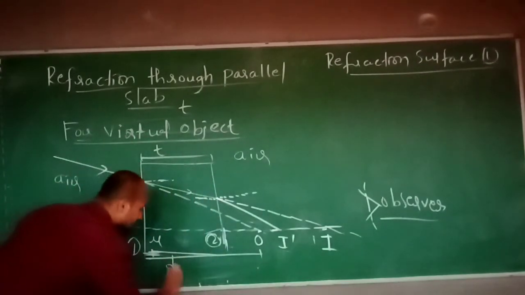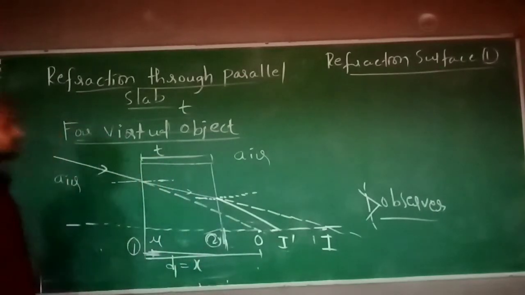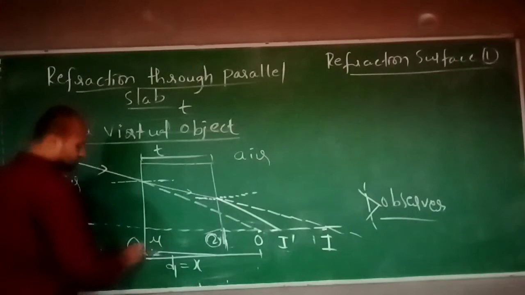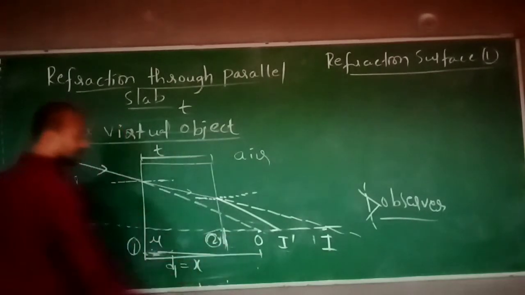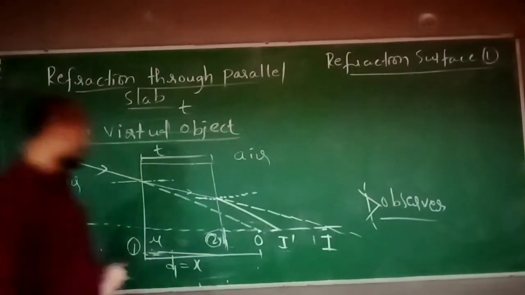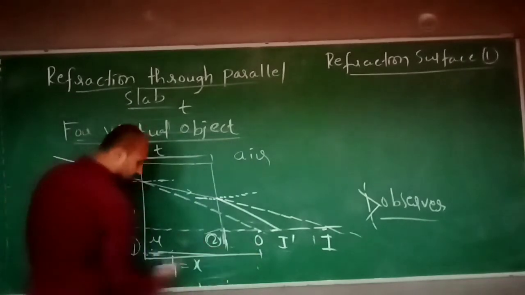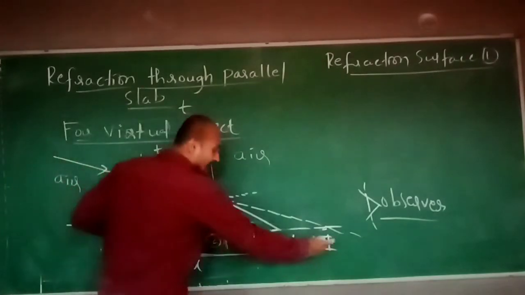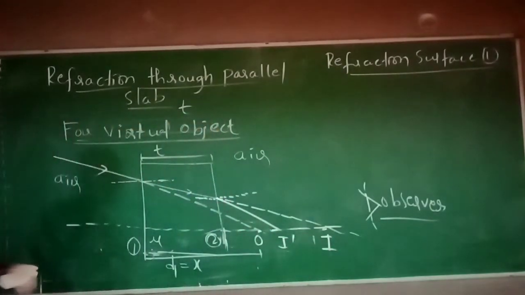Object distance d1 is equal to x. Got it now? d1 will be equal to x, the distance from the first surface to the object. So for the first surface, this acts like a real depth. What will be the apparent depth for the first surface? I will be the apparent depth.